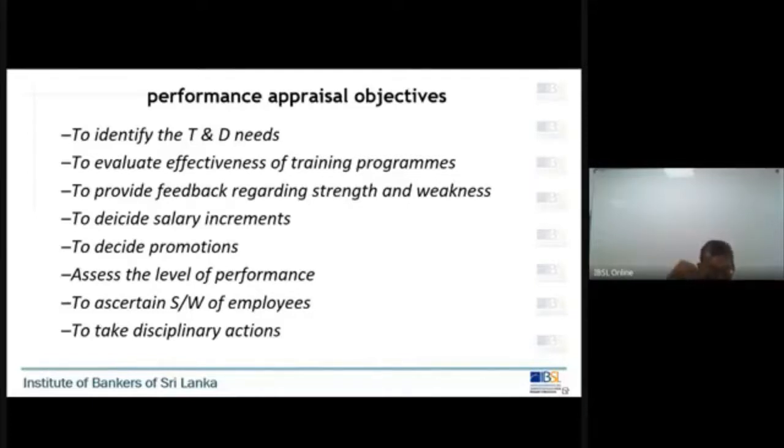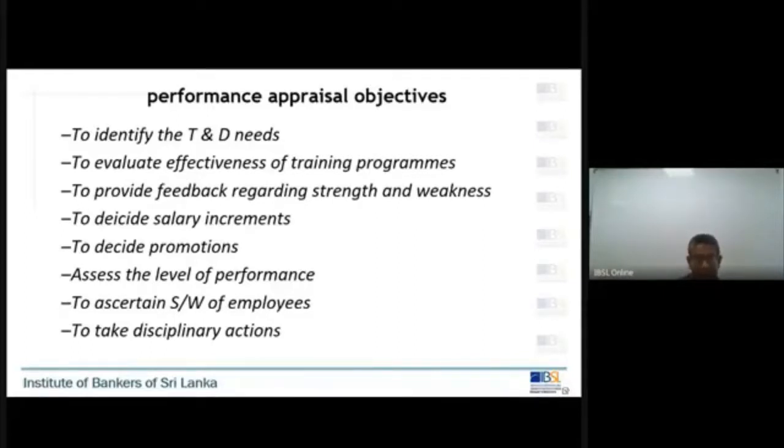And you can assess your level of performance. You are an excellent performer, a superior performer, an average performer, a satisfactory performer, like that. You're okay, but you can do more. You can assess your level of performance. That means the boss is expecting more than what you're performing.